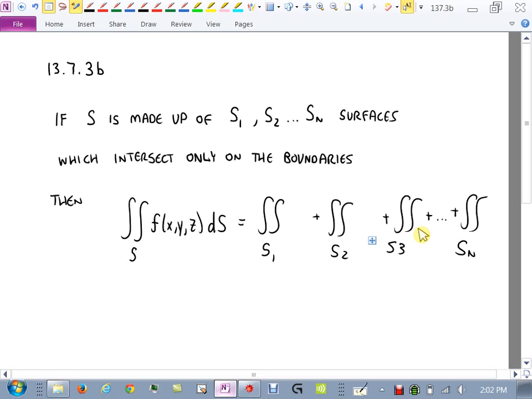With curves, we said if we have a curve that's the union of finitely many smooth curves, we can just do each one separately. Same thing here with surfaces.